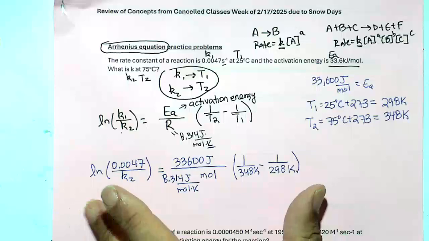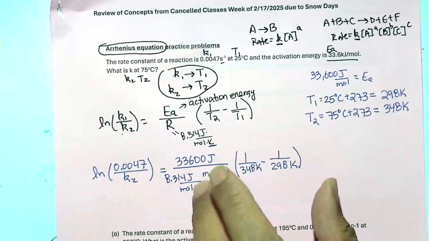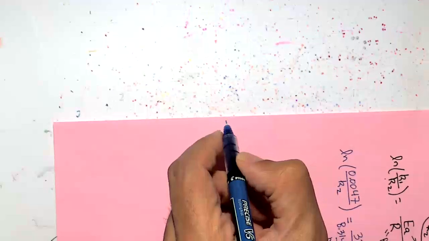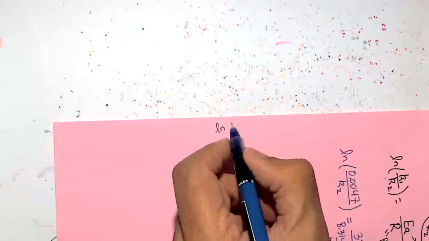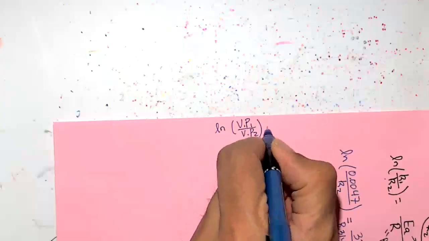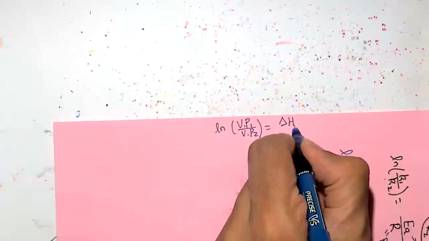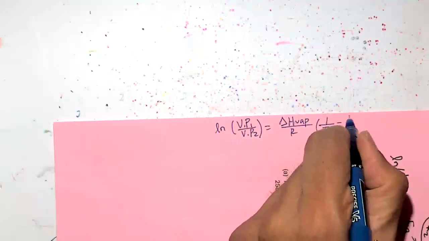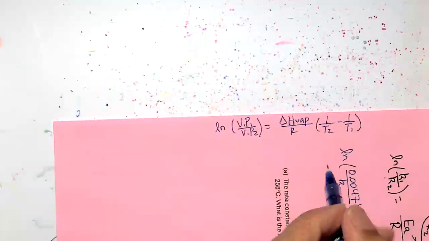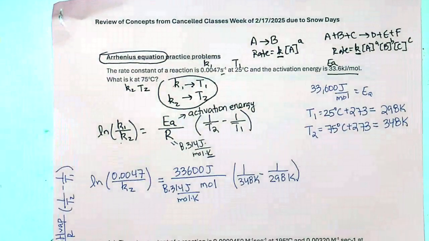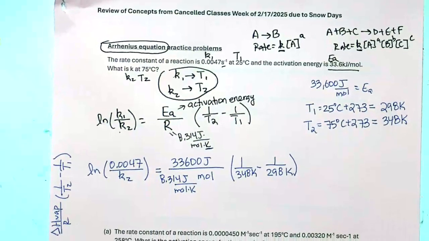So now our goal is to calculate and solve for k2. We did a similar problem with vapor pressure. Do you remember that equation for vapor pressure? This was on the last exam. VP1 over VP2 equals delta H vaporization divided by R times 1 over T2 minus 1 over T1. That was on test 1. This is vapor pressure, and this is rate constant k, both quoted at a specific temperature.